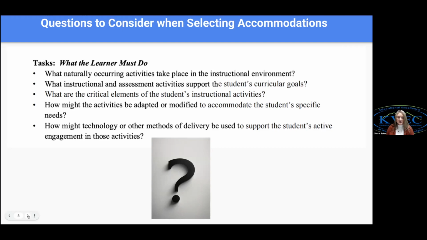The next one was we have to think about what the student needs to be able to do when we're thinking about the accommodations. And so here, what are some of the activities they have to be able to do in that learning environment? What assessments and instruction support their goals? Because we're thinking about what the student has to be able to do to demonstrate their knowledge.